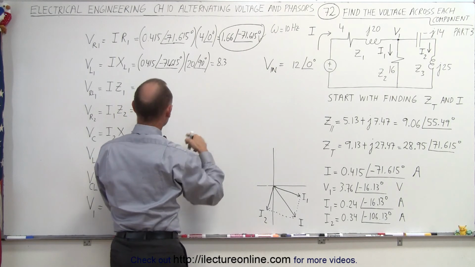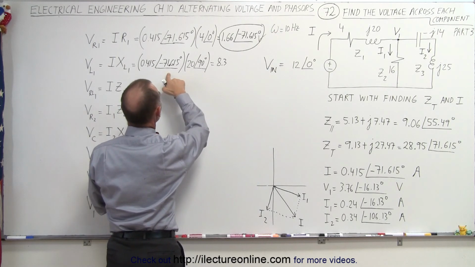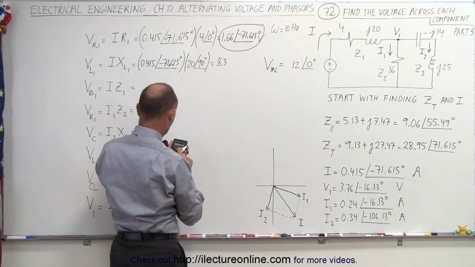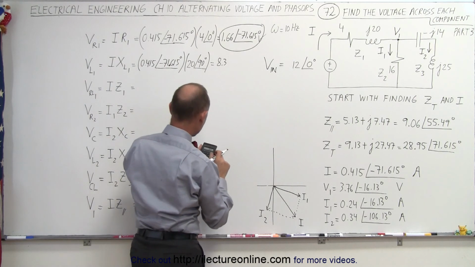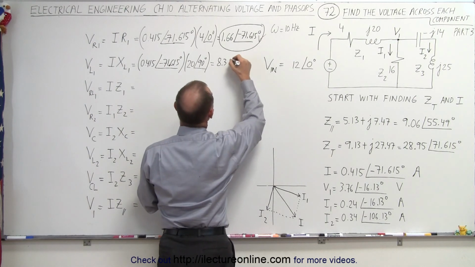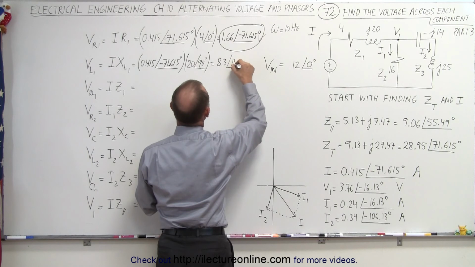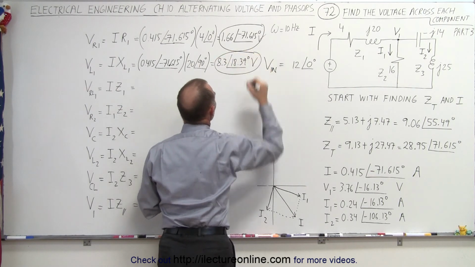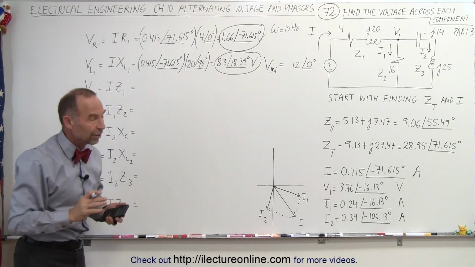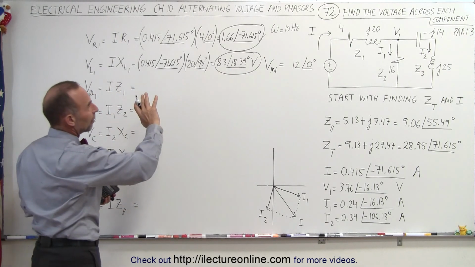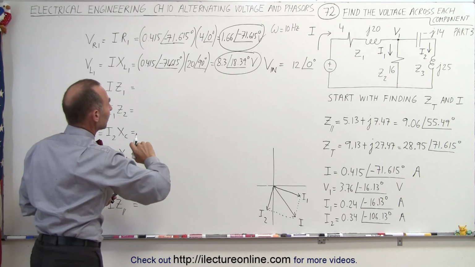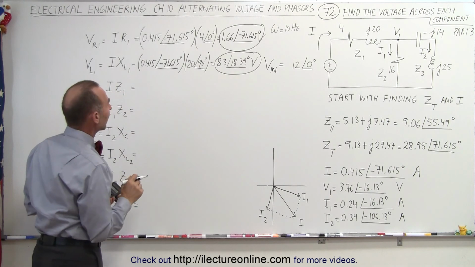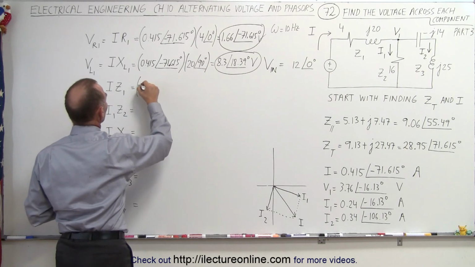8.3 and a phase angle of, let's see here, that would be negative 71.615 plus 90. That gives us 18.39, so a phase angle of a positive 18.39 degrees. And so that would also be in volts, that's the voltage across the inductor. Now, what about the voltage across both of them together? Well, to do that, we take the current times the impedance of the two components together.